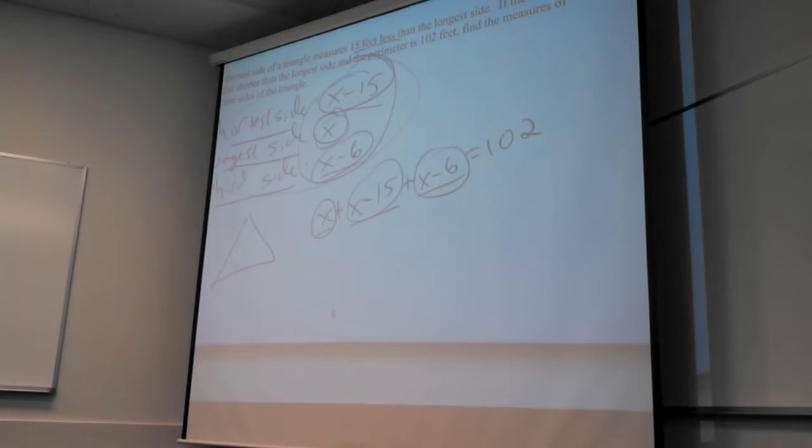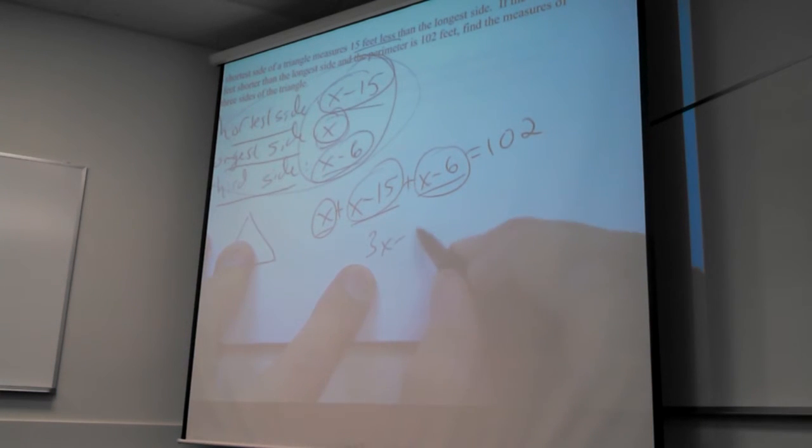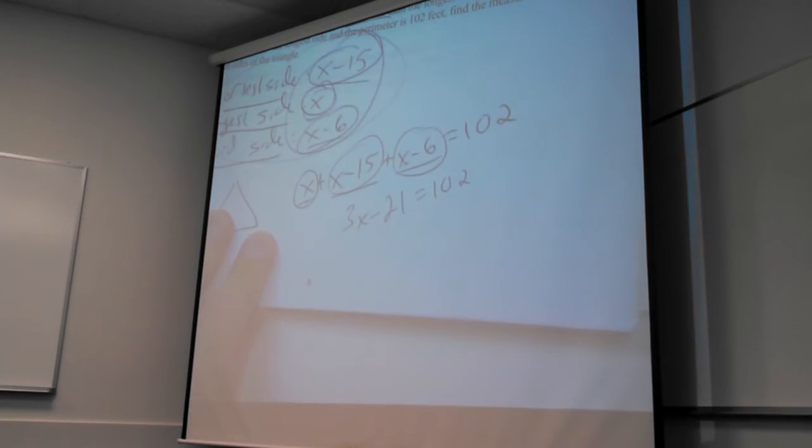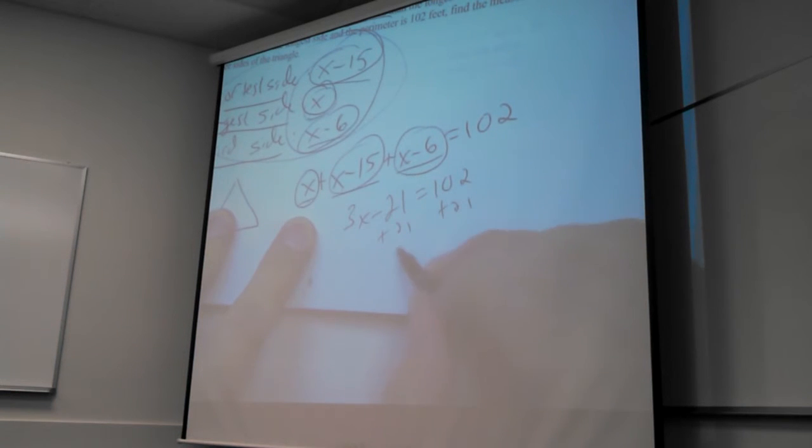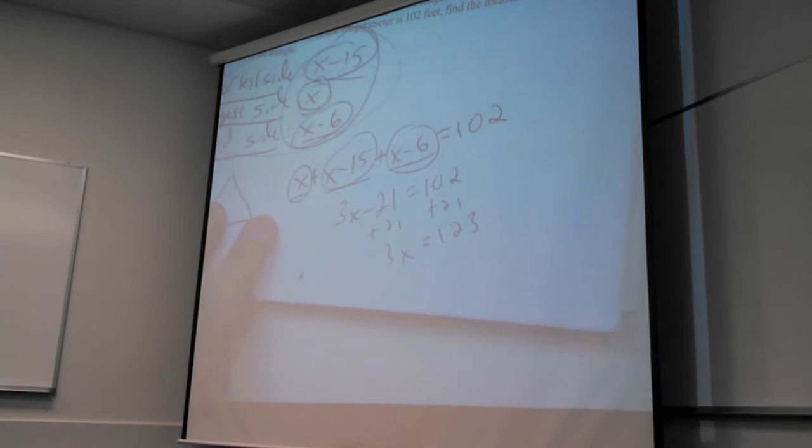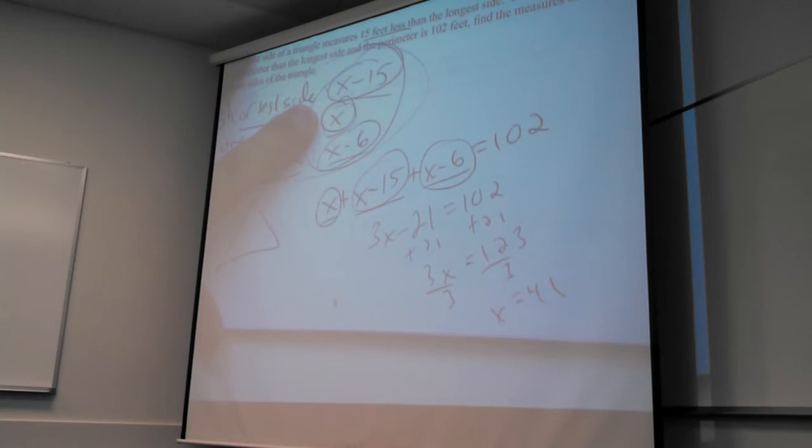So how do I finish this out? 3x minus 21 equals 102. Add 21. So 3x equals 123. Divide by 3. 41. Now here's the cool thing about this step up here.